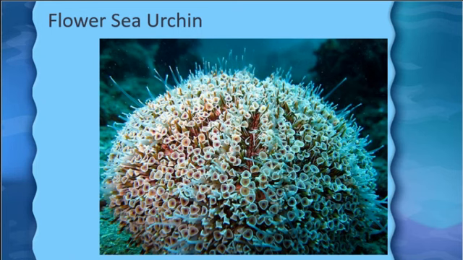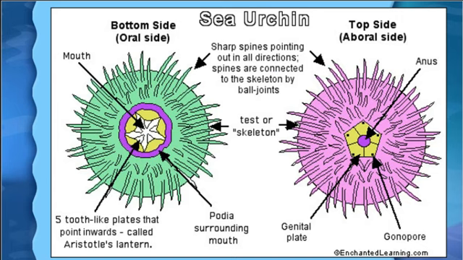Look at this cool sea urchin. It's called the flower sea urchin. You can see why: each one of its little tentacles that come out looks like a tiny flower right there. We're going to see when we look at it that the spikes on the sea urchin have 2 different functions, right? So we have the sharp spines. And then here's the mouth.